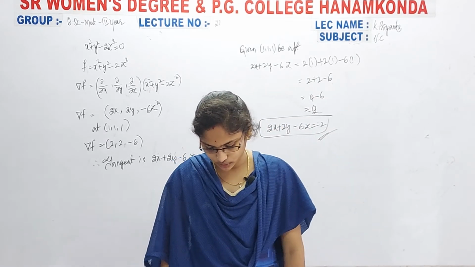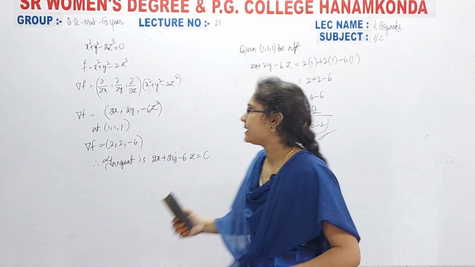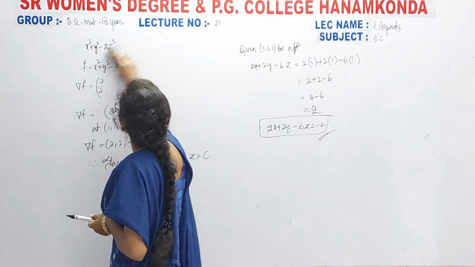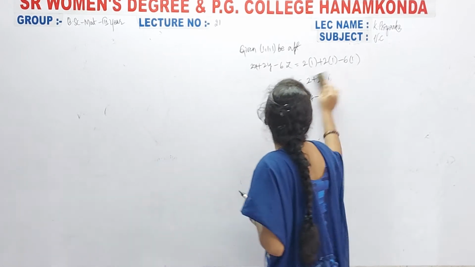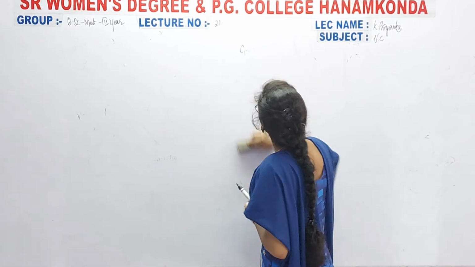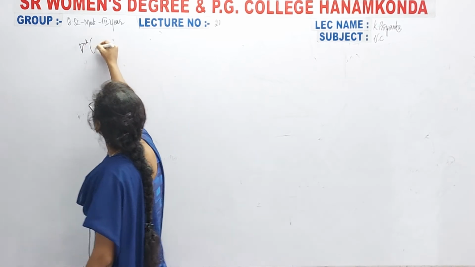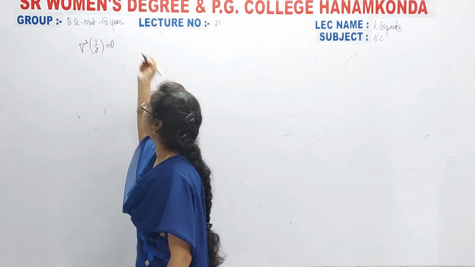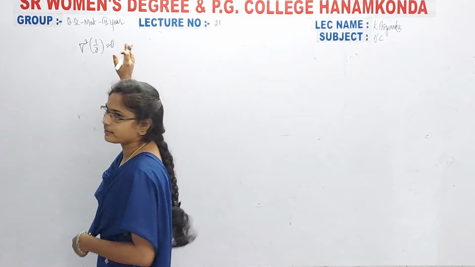The next problem: prove that grad square of 1 by r is equal to 0. First of all, for this I have to prove this.